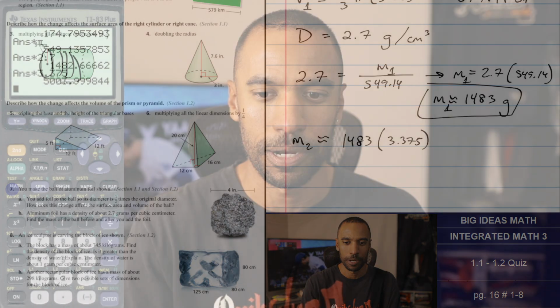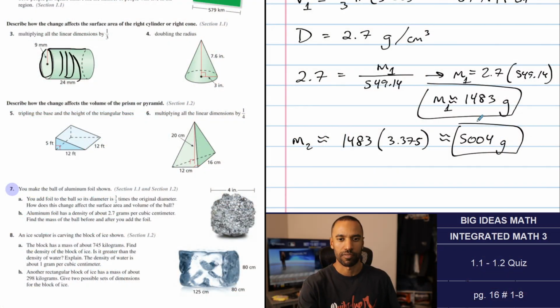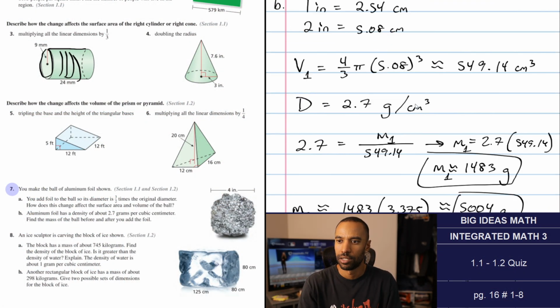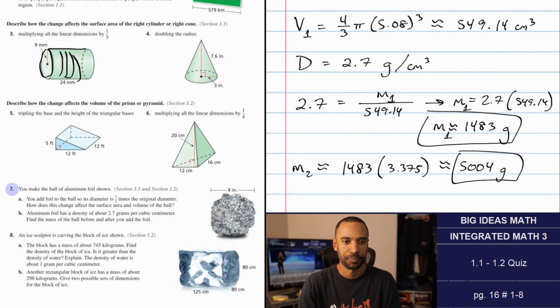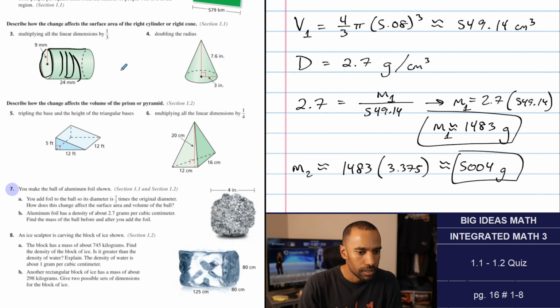I'm going to round that. See, I'm using exact answers every time. Here's the 1482. I said 1483, sure. And times 3.375 is 5,004. 5,004 grams for the mass of object 2. Instead of doing all those same things over and over again, just to get what I had last time. So that's the mass of object 2. That is part B on number 7. No, that's part A still. Wait, what was that? Yeah, that was part B.